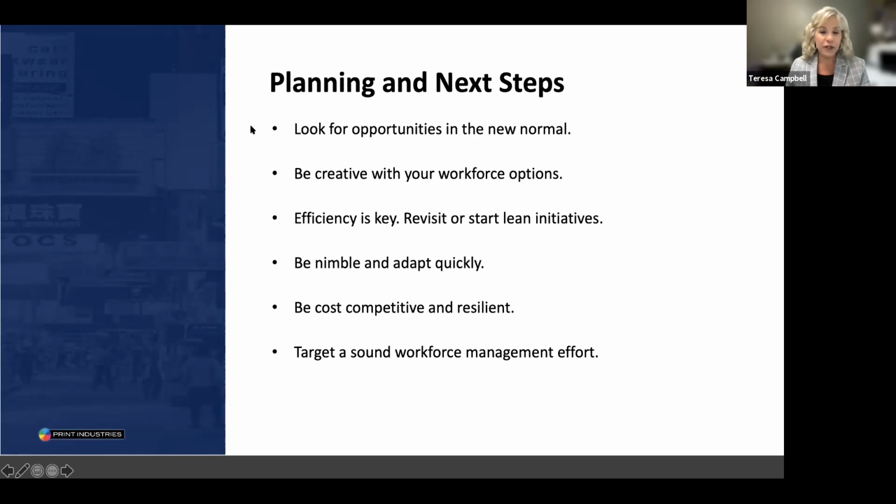Super important to share, because if we don't have metrics to compare to, we're all in the dark. We don't know which direction to go if we don't know what's good and what's not. So obviously the last one here is targeting a sound workforce management effort. And it goes back to what Rick said about God bless those HR directors, because this is kind of their expertise. Targeting a sound workforce and managing that effort is crucial to survival today.